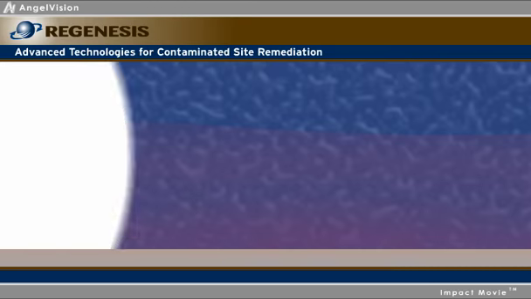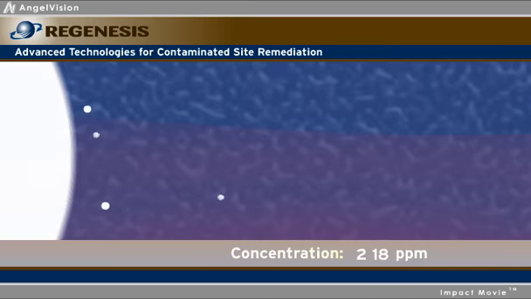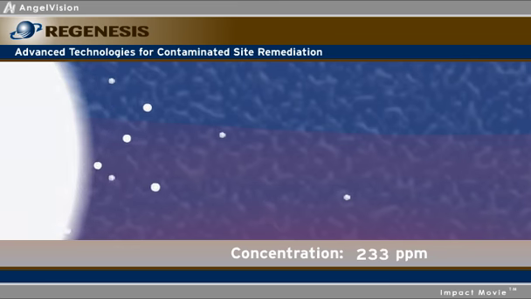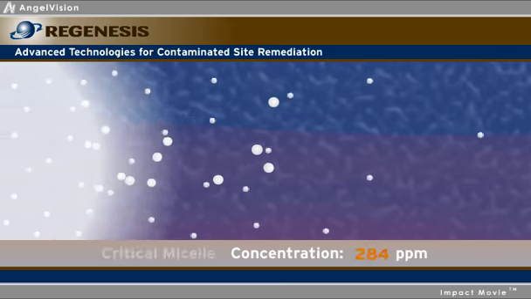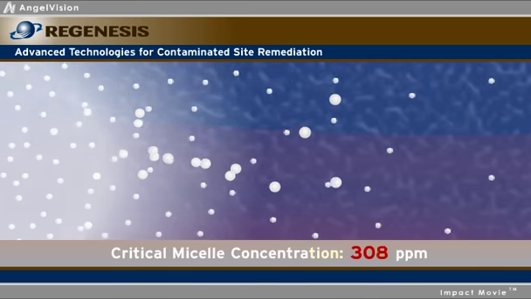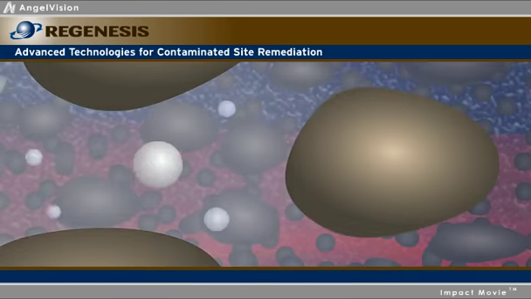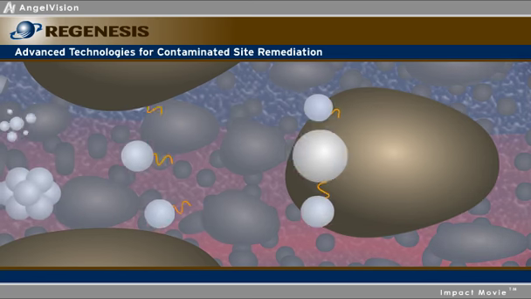Unlike insoluble vegetable oil type products, 3D microemulsion begins to dissolve. Once the dissolved concentration exceeds what is known as the critical micelle concentration, the microemulsion spontaneously forms micelles in groundwater.